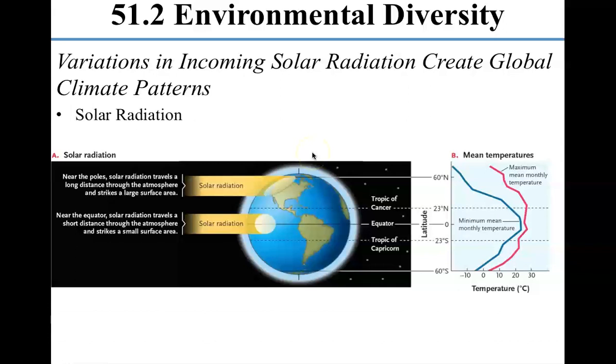So what we see is that the equator tends to be warm, and as you move north towards the North Pole or south towards the South Pole, the overall temperatures tend to drop, become lower. There's other factors too, like the thickness of the atmosphere and so on, but we'll skip those for now. We'll come back to this too as we talk about seasonality in the next slides.